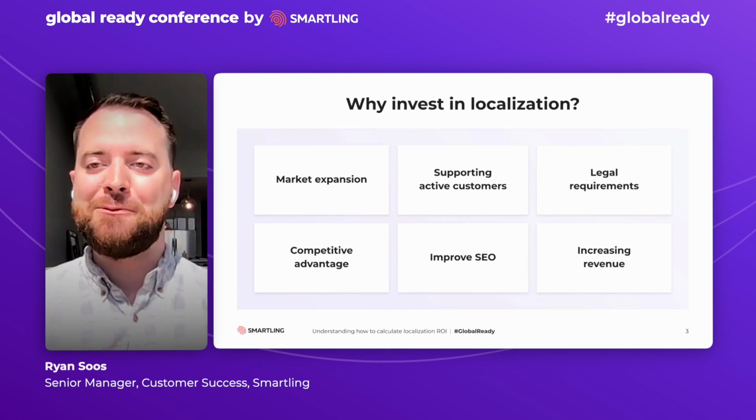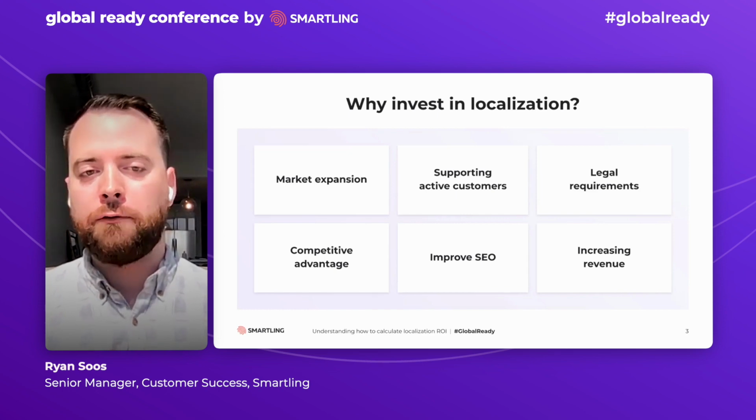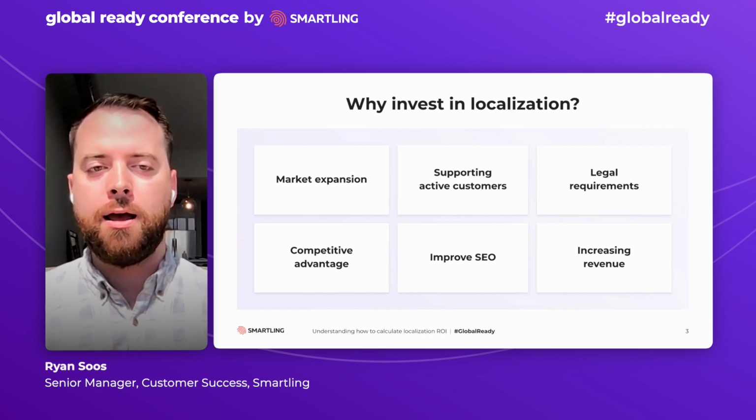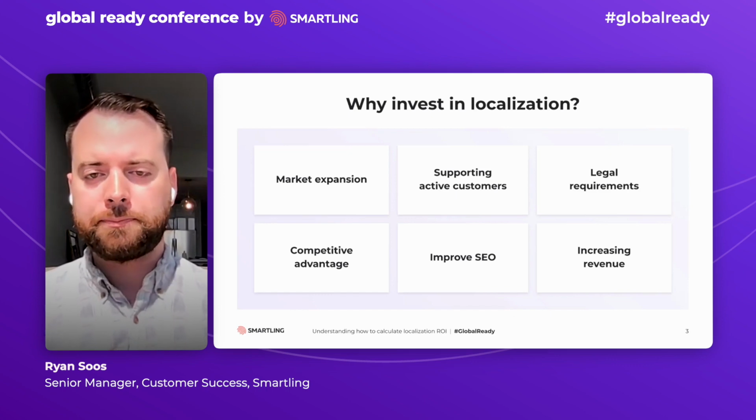Competitive advantage. This is a fun one, right? Making sure that we get in there first before our competitors do. It's very common to market expansion, making sure we're the first to move into a new market and making sure that we have a leg up on our competitors by speaking the same language again as our customers.